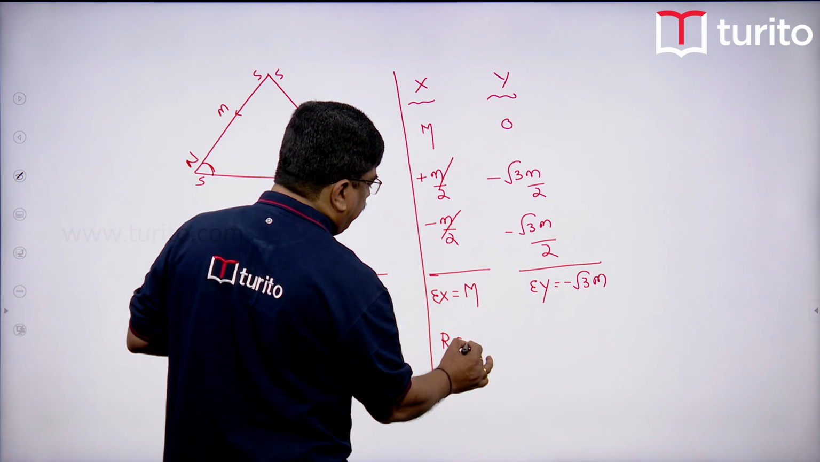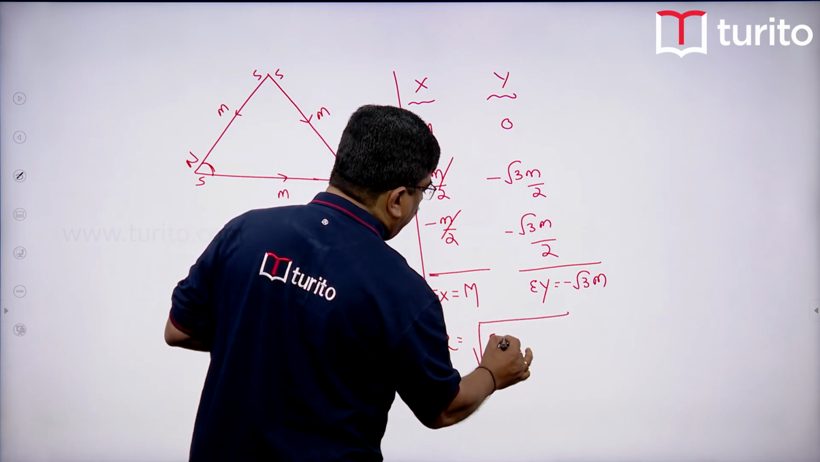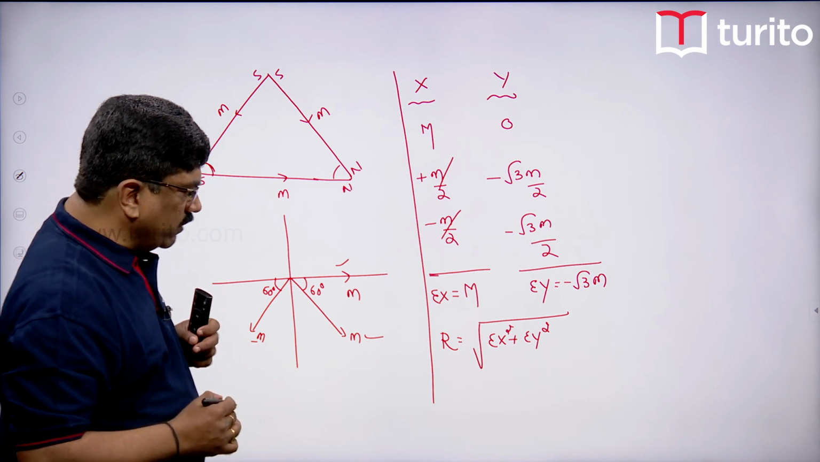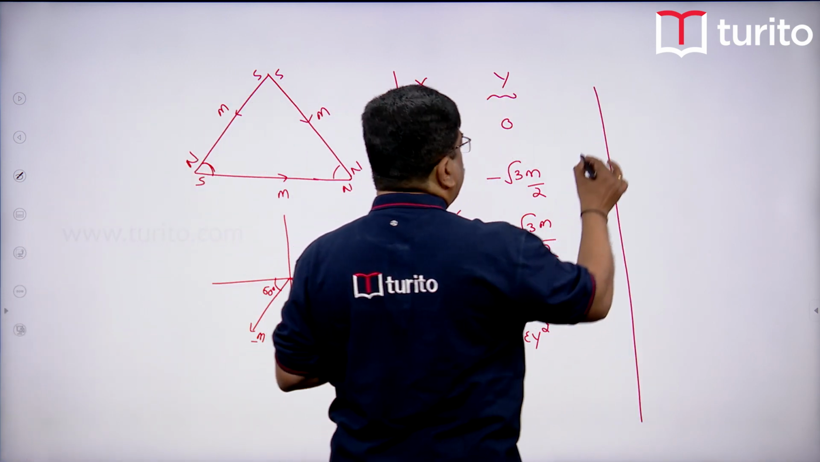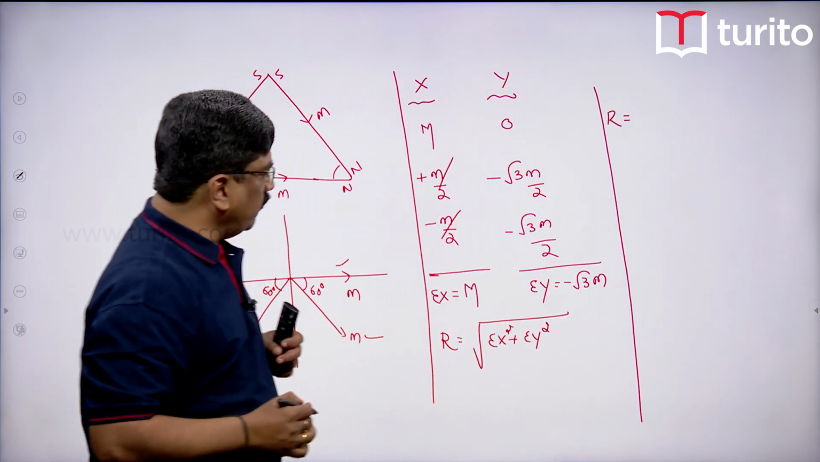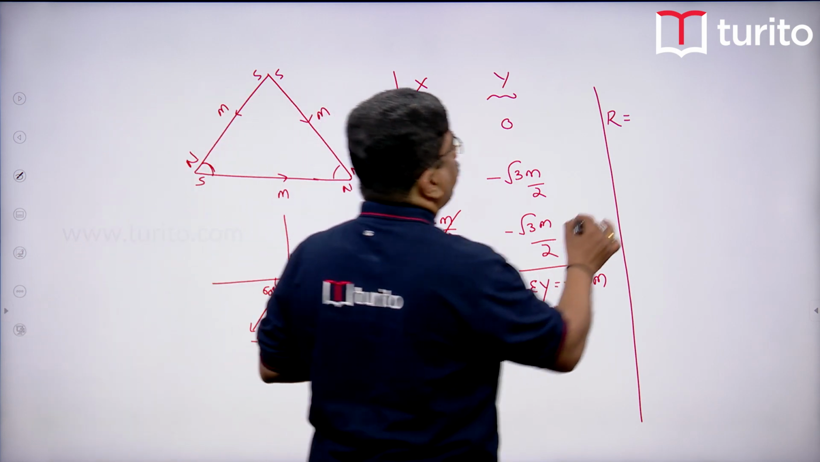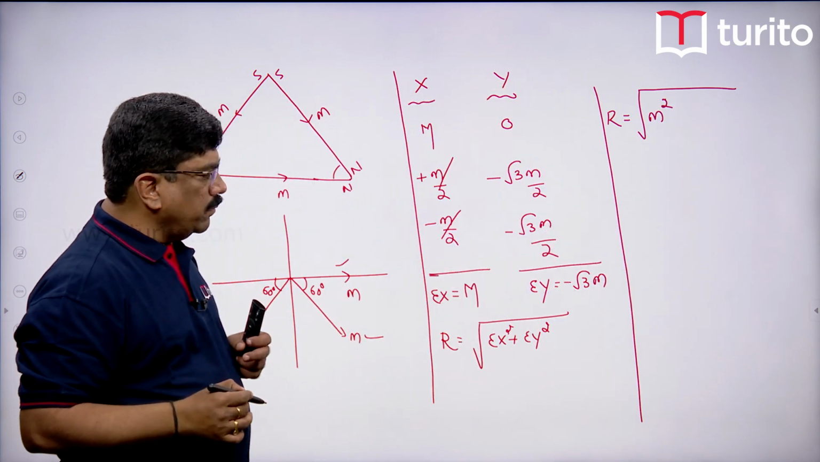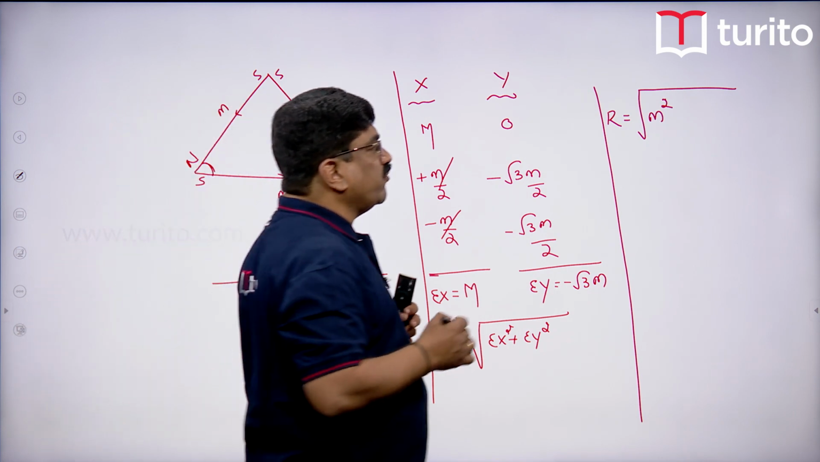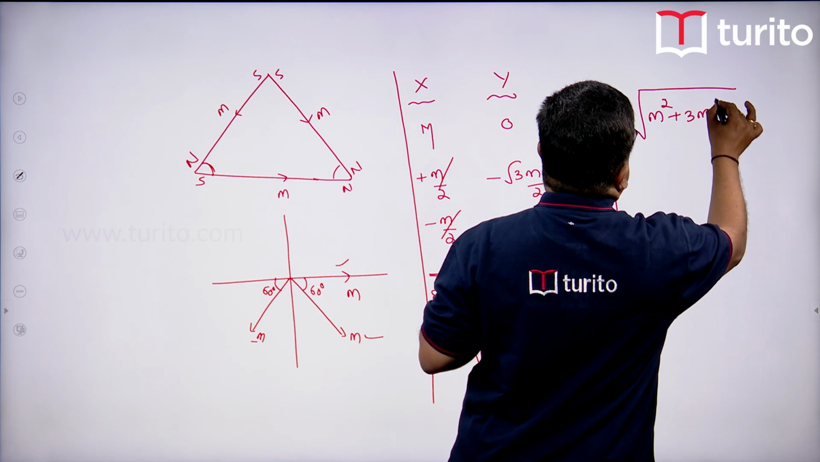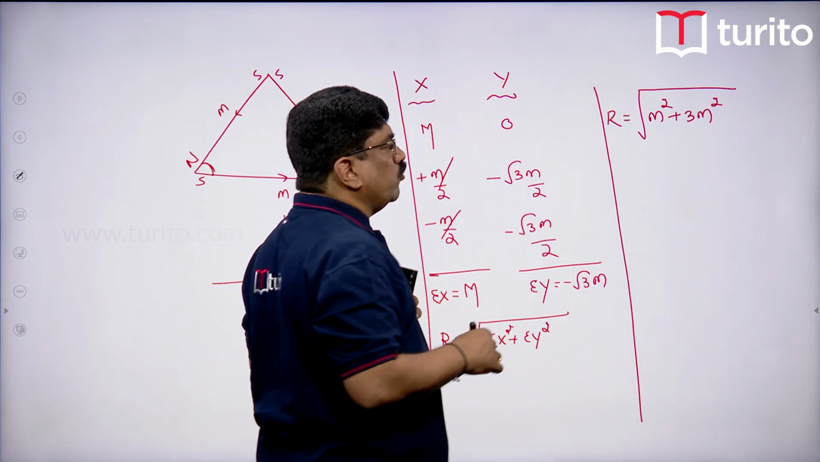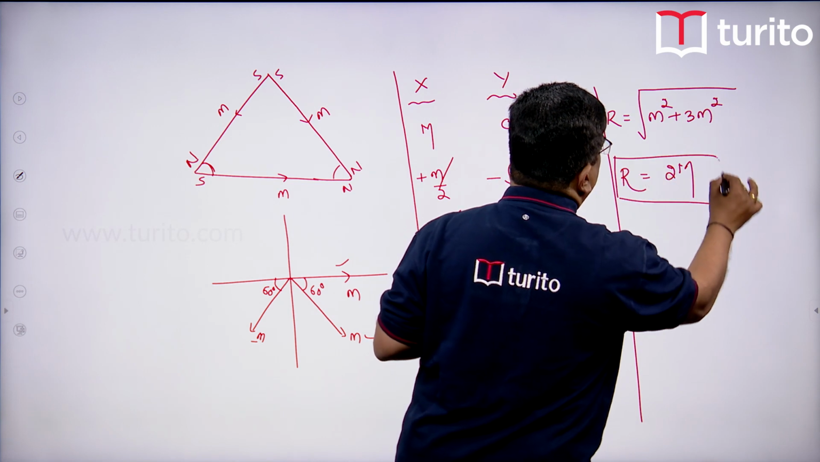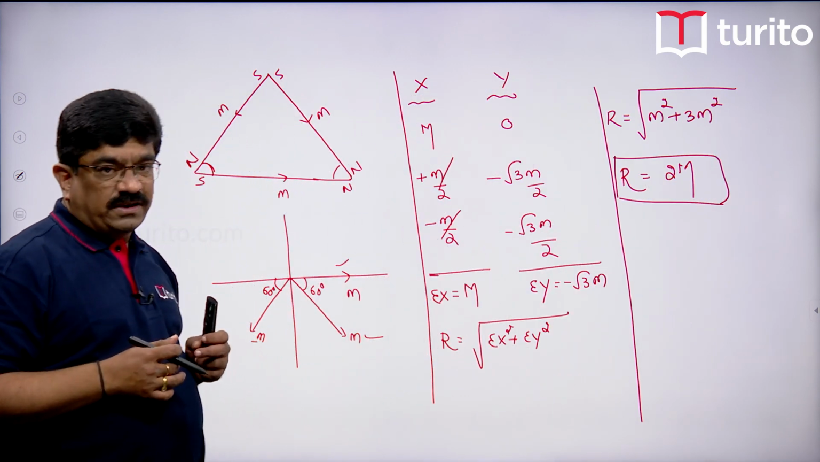The resultant formula you know: r is equal to under root sigma x square plus sigma y square. On simplification, r is equal to under root m square plus, sigma y square means minus root 3 m whole square, that is 3 m square, so 3 m square plus m square is 4 m square. Under root of 4 m square means the resultant magnetic moment is 2 m. So, in this case the resultant magnetic moment r is 2 m.